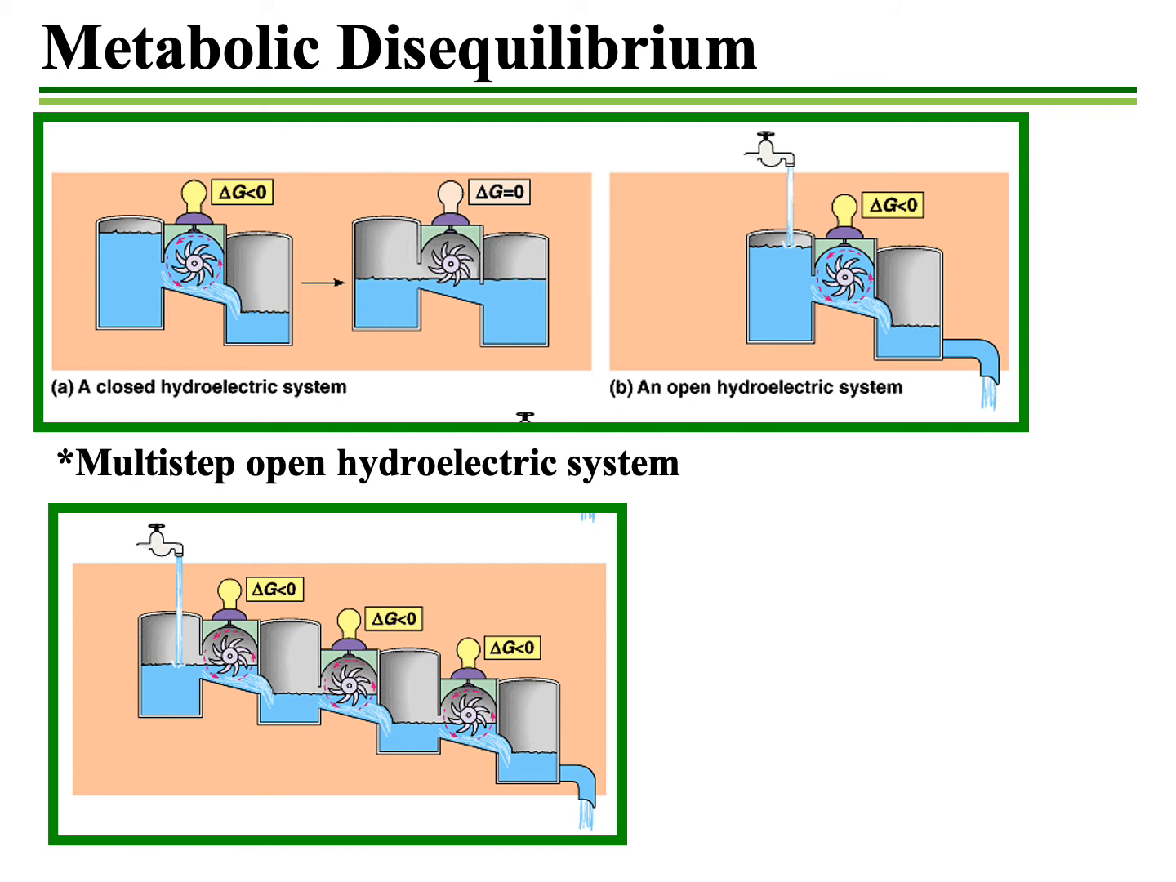By making this a multi-step open system, we've now turned 3 turbines, generated enough electricity to turn on 3 light bulbs. And so we can argue again that this is a much better design if our goal is to generate electricity to turn on light bulbs.